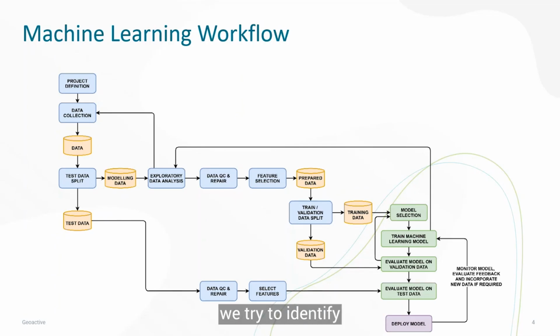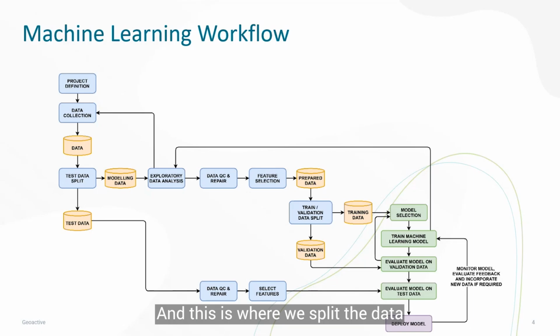After that, we try to identify what are our most relevant features, what features out of this data set of, say, 20, 30, 40 logging curves and different measurements, what ones are going to be the most important. And we'll see why that is important in the next slide. Once we've identified the key features, we can then take our prepared data and then split it again.